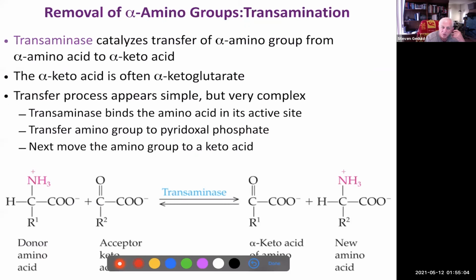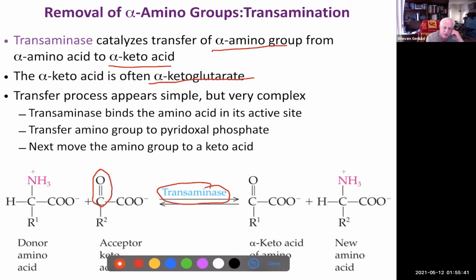Okay. So removal of the alpha amino group is transamination. We are transferring the amino group from one thing, the amino acid, to another compound. So transaminase is the enzyme that catalyzes the transfer of your alpha amino group to another compound. So transaminases catalyze the transfer of the alpha amino group from an alpha amino acid to an alpha keto acid. Remember, a keto acid has a ketone function, which is a carbonyl group. The alpha keto acid is often alpha keto glutarate.